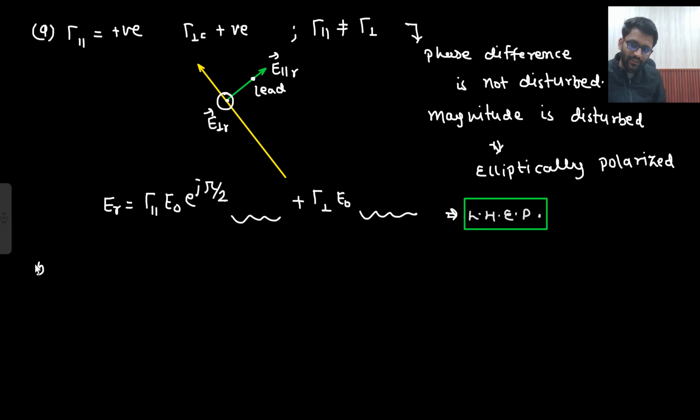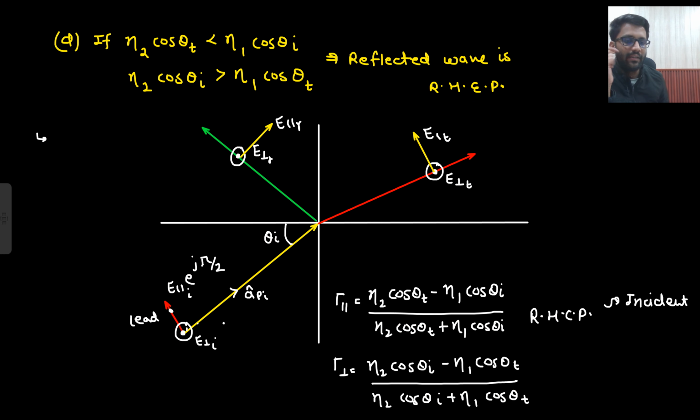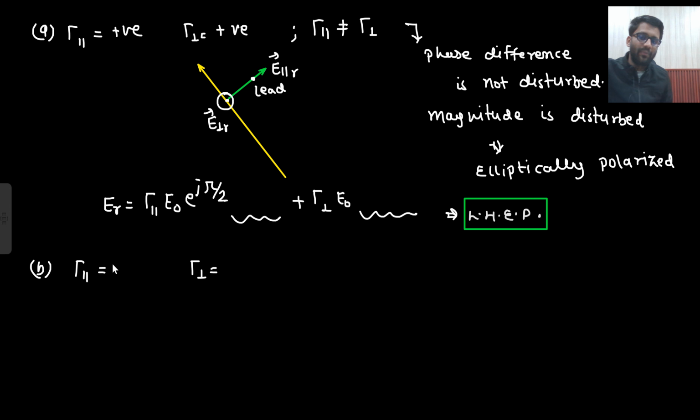Let's take the second case. In the second case, what they are saying is that eta 2 cos theta t is lesser than eta 1 cos theta i, and eta 2 cos theta i is lesser than eta 1 cos theta t. That means both are negative.